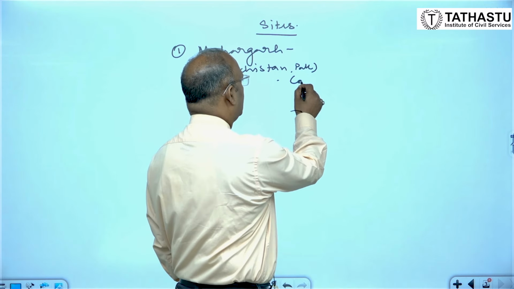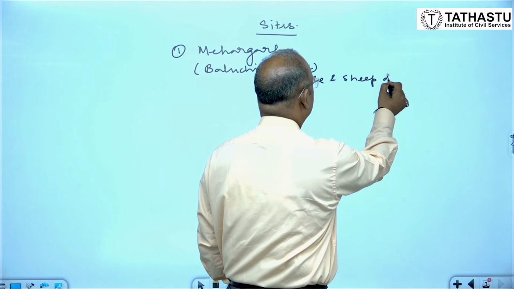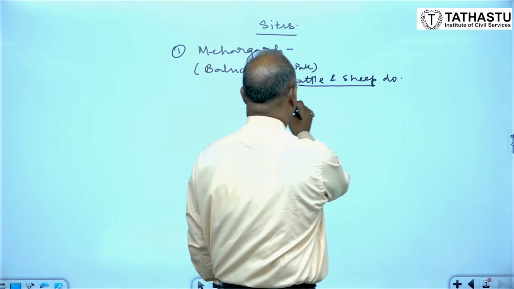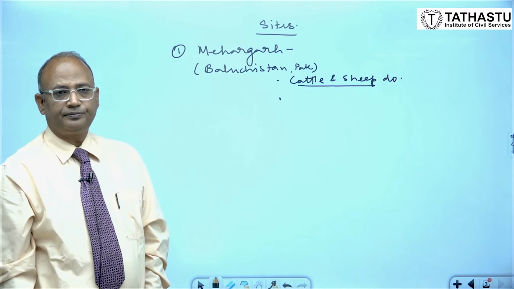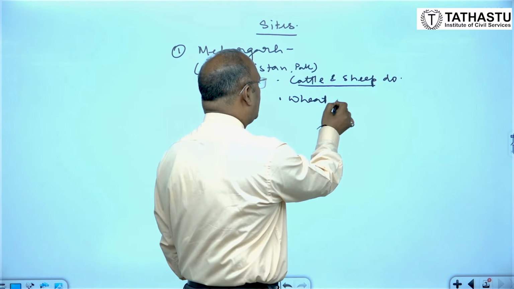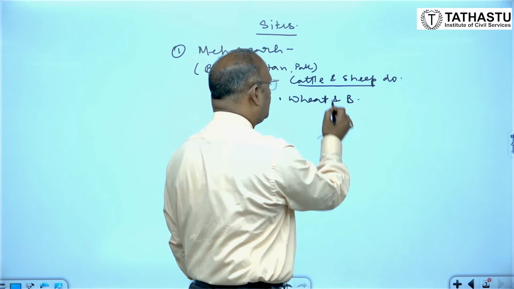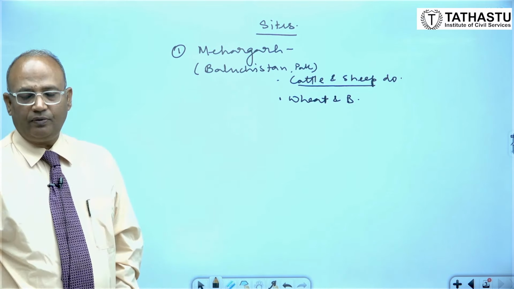Next, cattle and sheep domestication. Evidences of wheat and barley. These are the two grains that started to be cultivated by humans: wheat and barley.